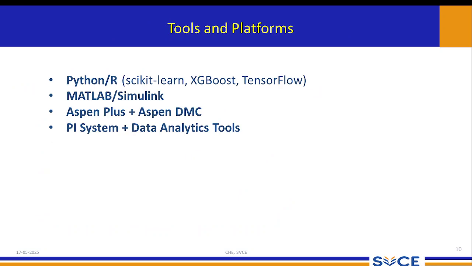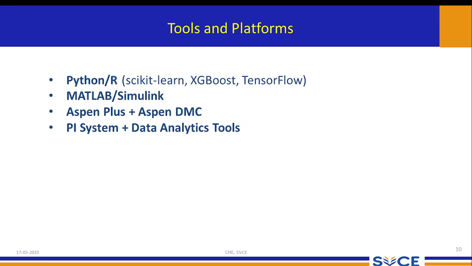Coming to the tools which can be used: in machine learning you can have a support vector machine, or deep learning like a neural network, and you can write it using Python or R programming. We have scikit-learn, XGBoost, and TensorFlow. I will try to explain these if you want to know about this particular tool.